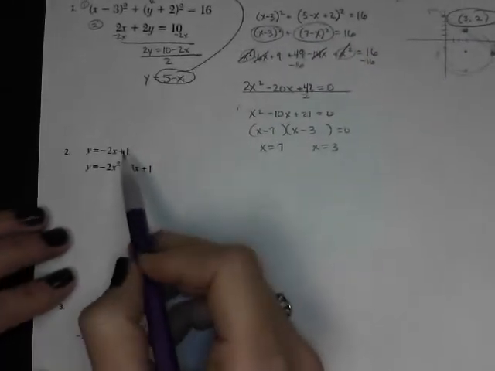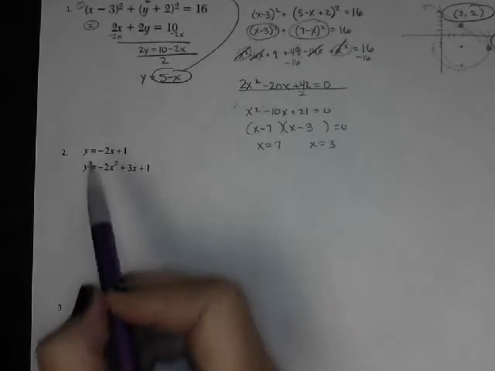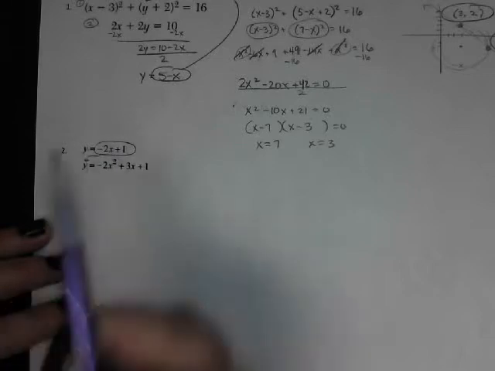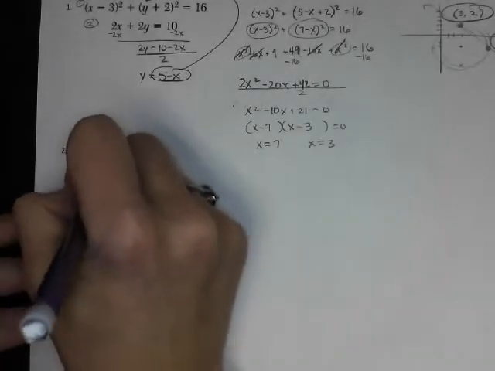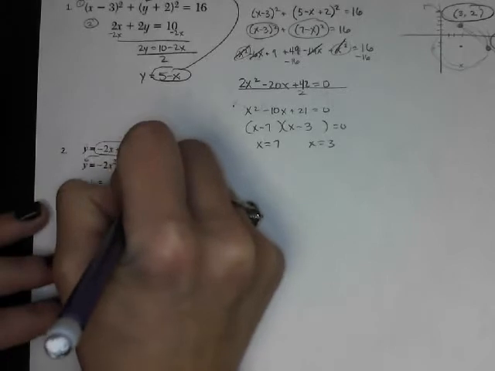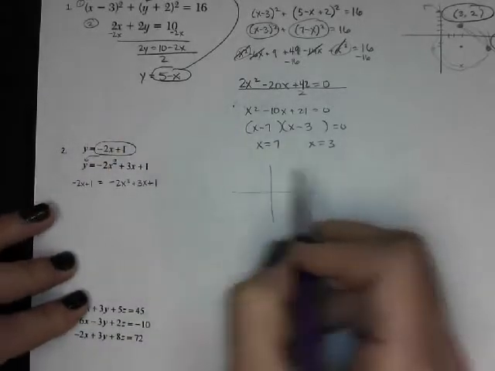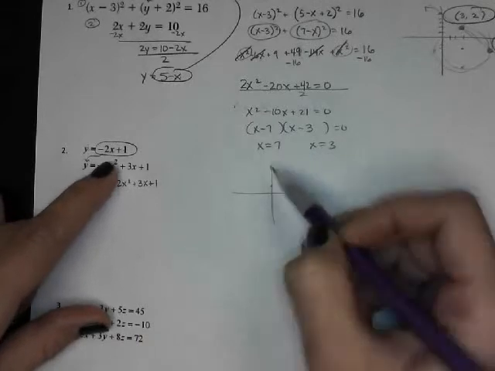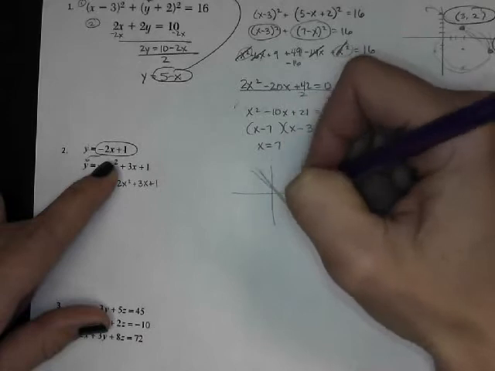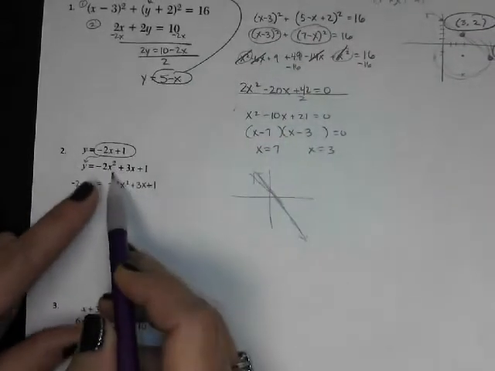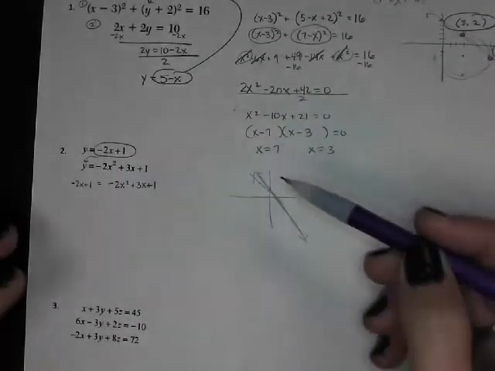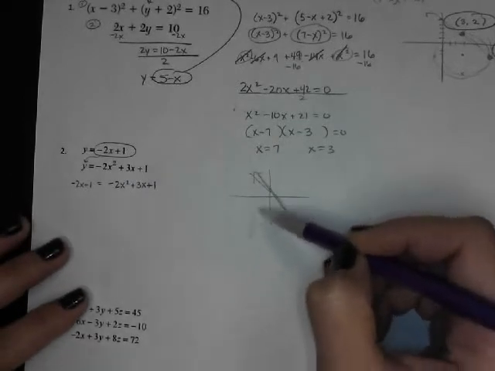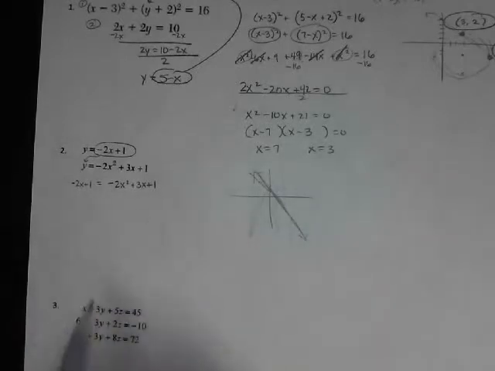The next one is a linear and a quadratic, which the linear already is solved for y, so -2x + 1 is equivalent to y, so it can replace the y down here. And then it's just a quadratic. Now, I don't really know what the quadratic looks like, but I do know that this is a y-intercept of 1 and a slope of -2. So the linear looks something like that. The quadratic opens downward. I do know that. But I don't know, is it going to hit it once, not at all, twice? So I'm not sure exactly how it's going to look, but we'll find out.